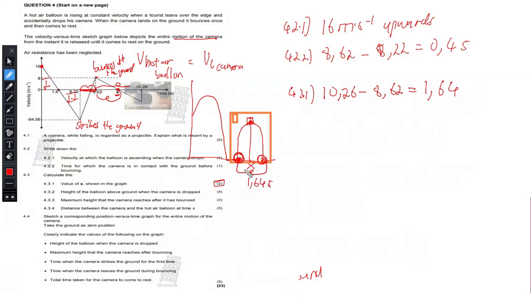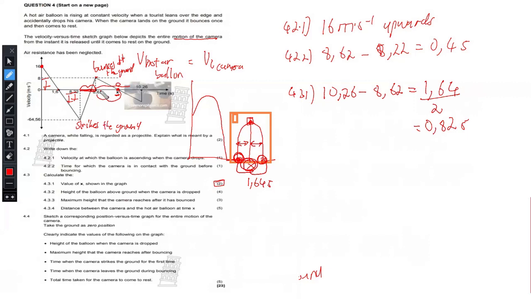But then you are looking for the value of X here. So what must you do? This is perfectly symmetrical. The distance from here to here is the same as the distance from here to there. So that means divided by 2. 1.64 divided by 2 is going to give us 0.82 seconds. Right, now we have 0.82 seconds.